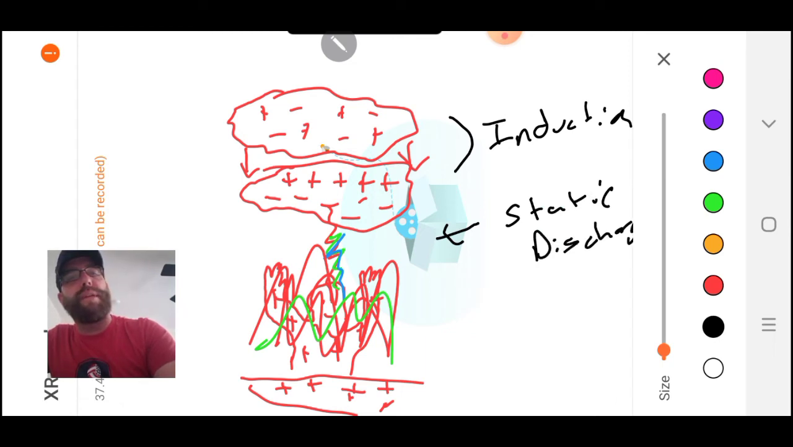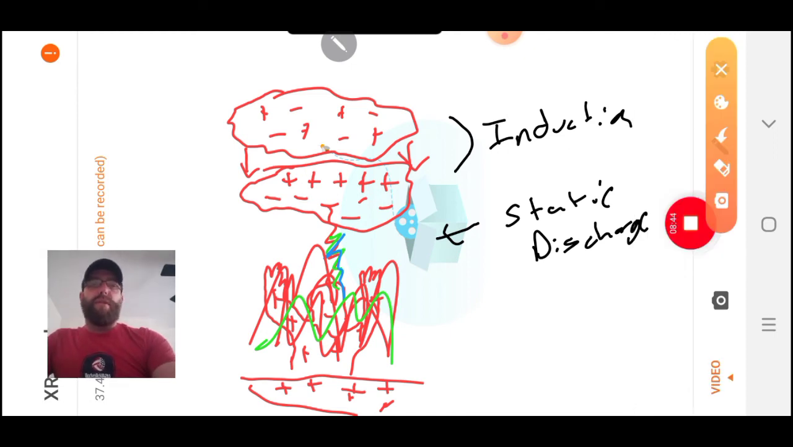So we've gone over 3 so far. We've gone over charging by contact. We've gone over charging by induction. We've gone over static discharge. And then the 4th type of charging is grounding, connecting an object to earth to prevent unwanted static discharge to another object. This is, if you will, what we do when we use that 3rd prong on our plugs.